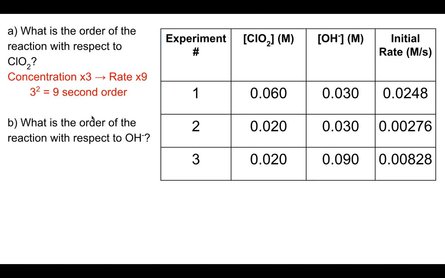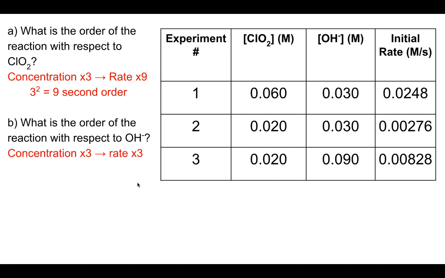Okay, next we want to figure out what's the order of the reaction with respect to the OH. So again, I'm going to choose 2 where the ClO2 stays the same and only my OH changes. I'm going to look from the small to the big. So from 0.03 to 0.09, that's times 3. And then my rate from 0.00276 to 0.00828, that's also times 3.